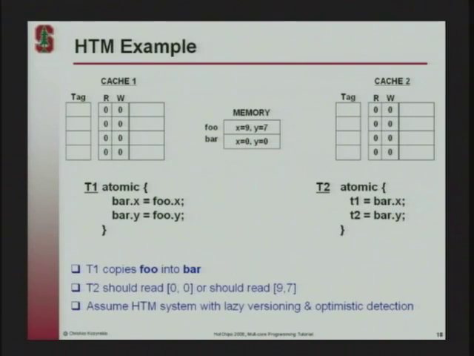So I will quickly go over one example just to see how it works. We have here 2 transactions, one that copies the foo object to the bar object, and one that just reads bar. And here it should be the case that either T1 executes before T2, so T2 should read the new value of the bar object, which is going to be 00, 97, or it's going to read the old value if it executes first, so it's going to be 00. And here I'm going to show a case where you use lazy versioning and optimistic detection. And you're going to see the same example with soft transactional memory later.